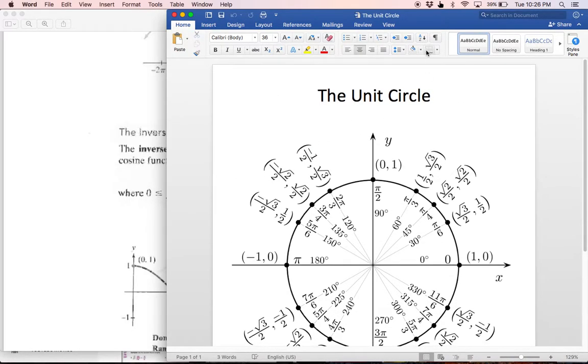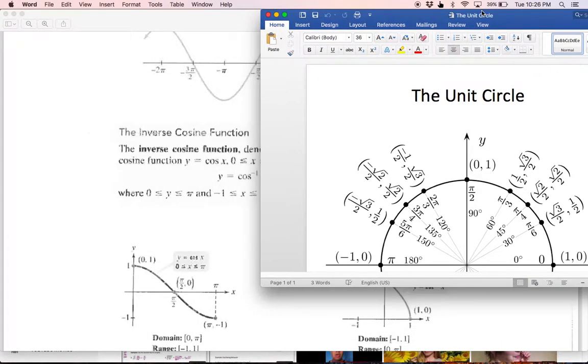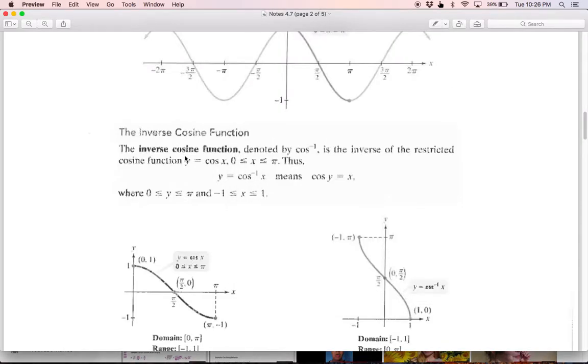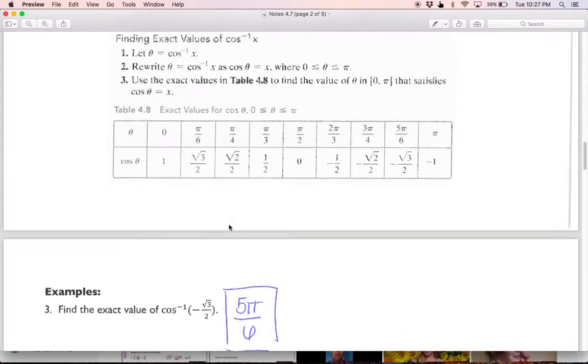Okay, let me narrow this down for us. So we're only looking at 0 to pi for cosine. This is just stuff you've got to memorize. Sine is from negative pi halves to positive pi halves. Cosine is from 0 to pi, for the same exact reasons that we talked about. The process, though, is exactly the same.